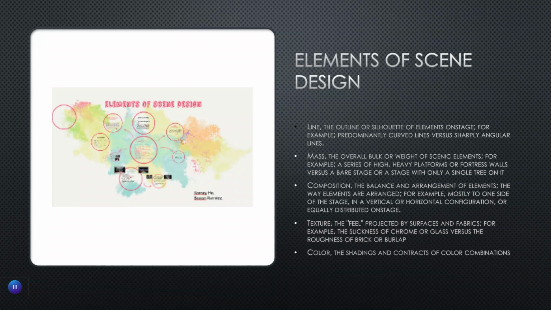Composition is the balance and arrangement of elements. The way elements are arranged, for example, mostly to one side of the stage in a vertical or horizontal configuration, or equally distributed on stage. Texture is the feel projected by surfaces and fabrics, for example, the slickness of chrome or glass versus the roughness of brick or burlap. Last one is the color, the shading and contrast of color combinations.